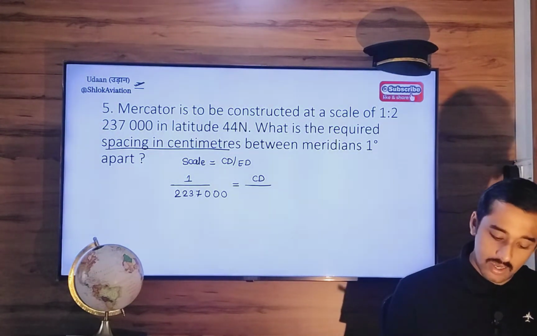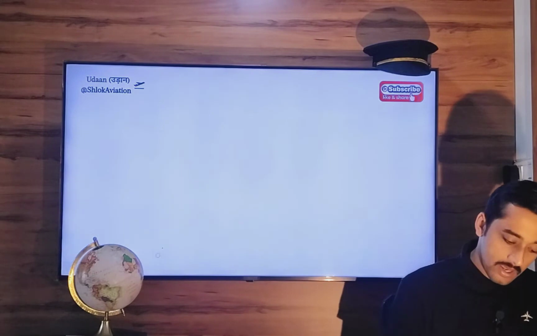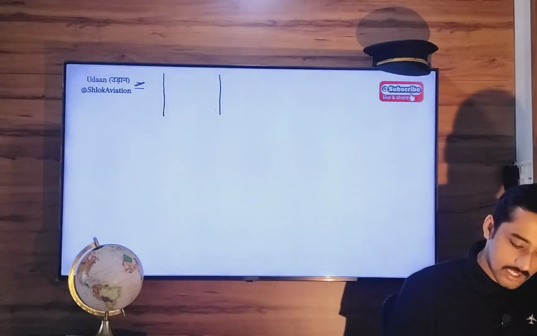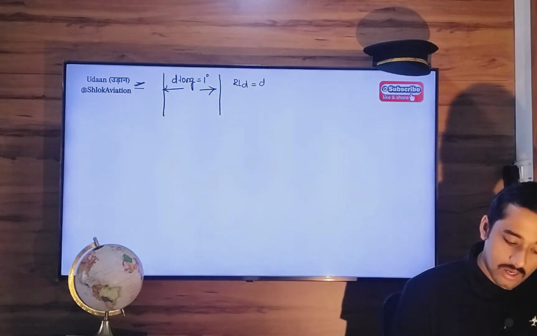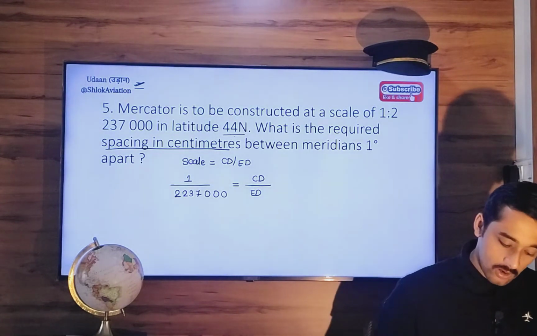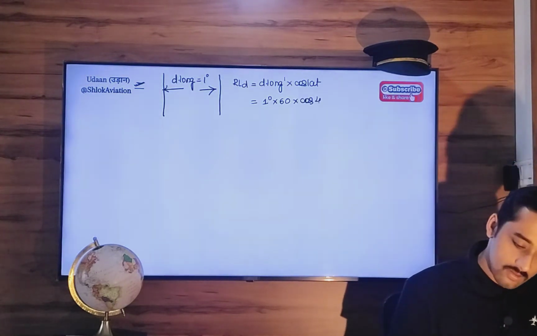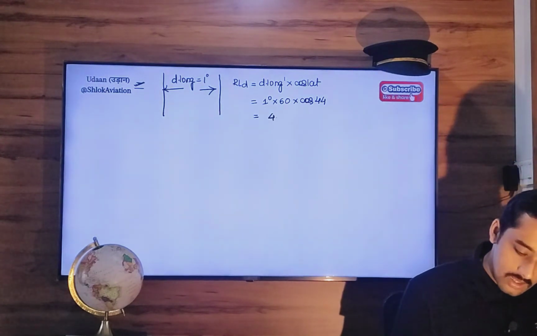Earth distance is not given to us directly, but they have told us that there are two meridians which are 1 degree apart, just like the previous question. So d long between the two meridians is 1 degree. So Rhumb line distance between them will be d long in minutes into cos lat. So 1 degree into 60 into cos lat. The latitude here is 44 north, so cos of 44. So cos 44 into 60 is 43 nautical miles.